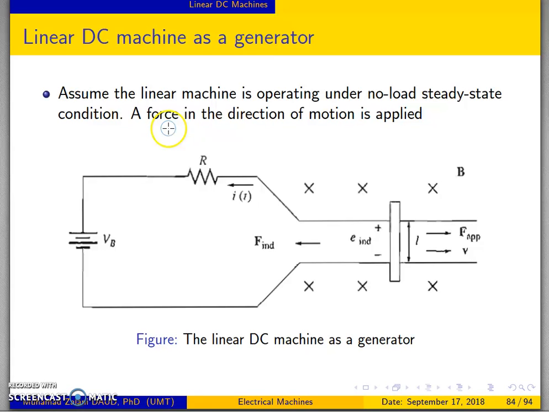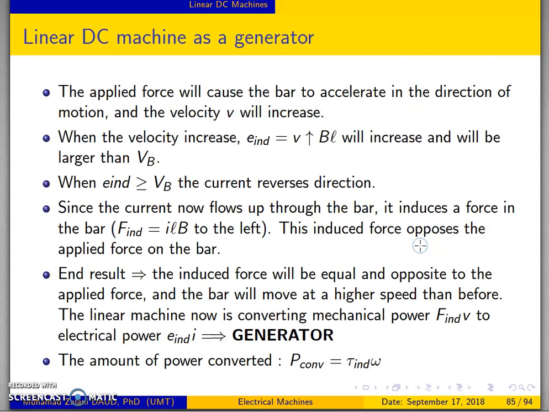So now we put a force in the direction of motion. We apply force in this direction too. Okay. So what happens is the applied force will cause the bar to accelerate further in the direction of motion and the velocity v will increase.